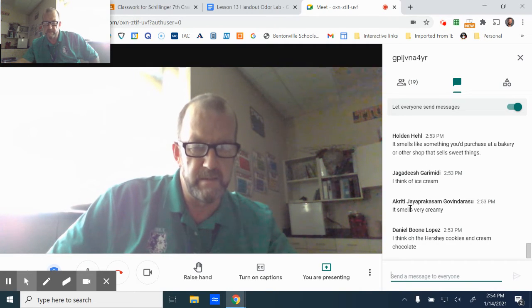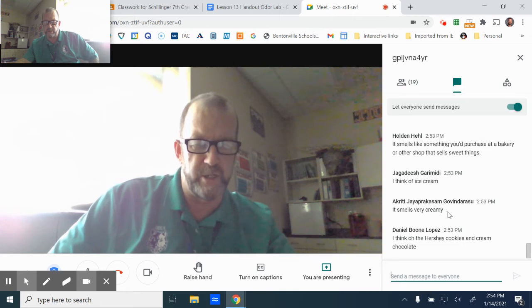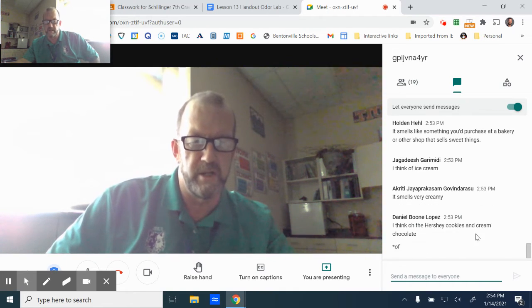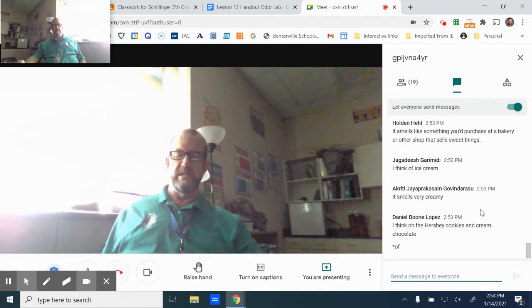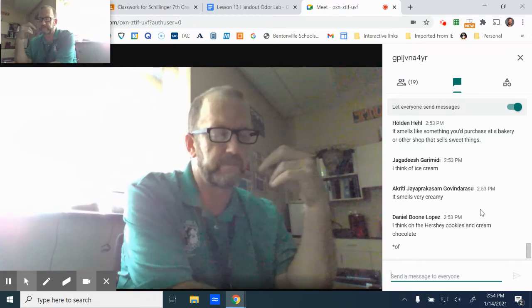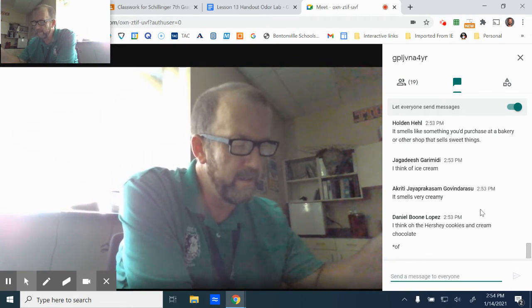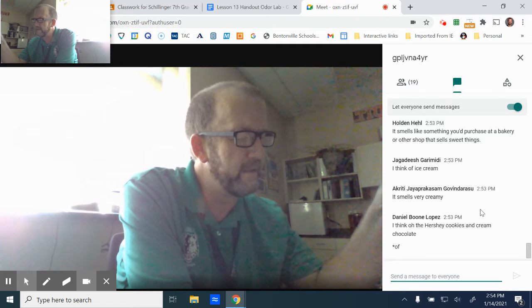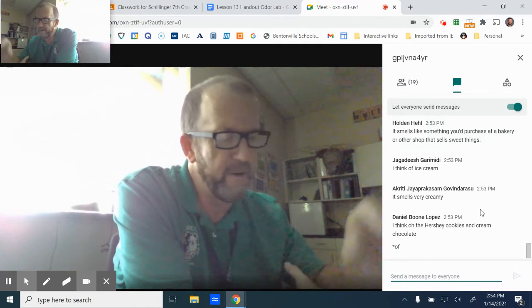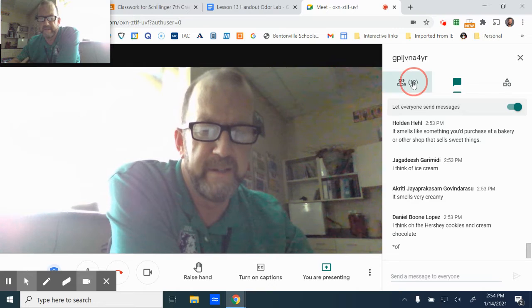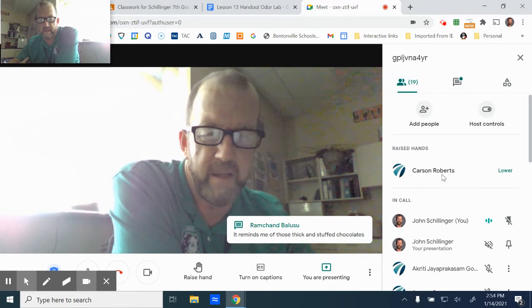Bakery, yeah. Holden says smells like something in the bakery or sweets. Um, Akriti also smells very creamy. Hershey's cookies and cream. Yep. Yeah, so I mean, vanilla is a very unique smell. Really gets you, I don't know, almost kind of hungry sometimes, especially if you haven't eaten.